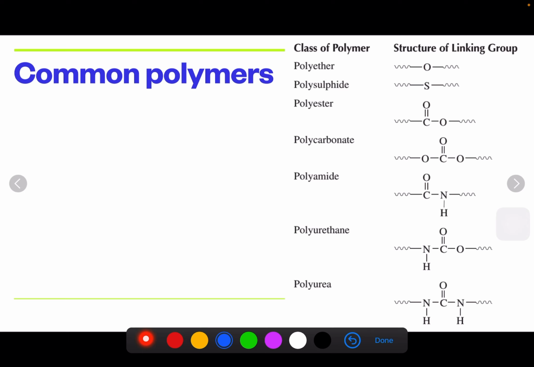Okay, these are some of the polymers that we are going to discuss, but not all. I think just the polyester, the polycarbonate, the polyamide, that's nylon, and the polyurethane. I think those are also very widely used polymers that we can see and use.